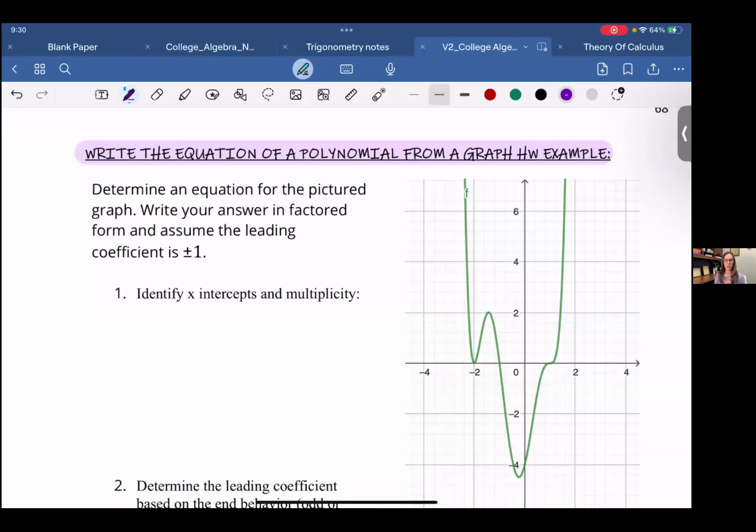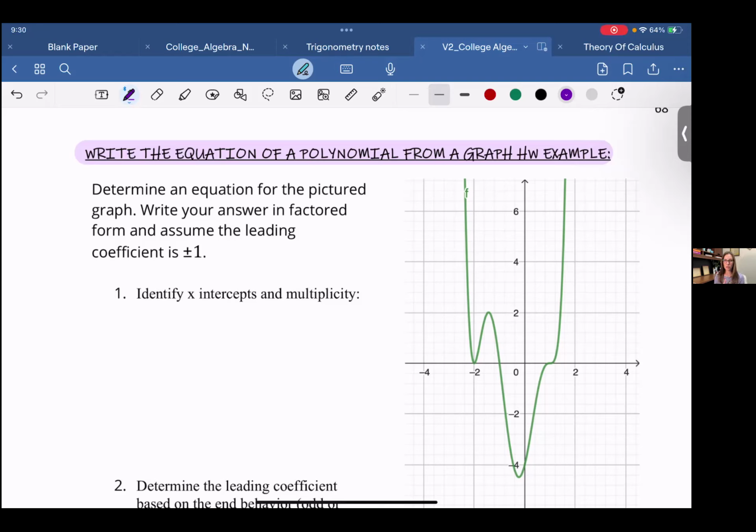Hey y'all, in this video, I'm going to go over an example where we're going to write the equation of a polynomial when given a graph. We have a graph of a polynomial here, and it says that we're going to assume that the leading coefficient is either +1 or -1. So you have to decide based on the picture which one that is.